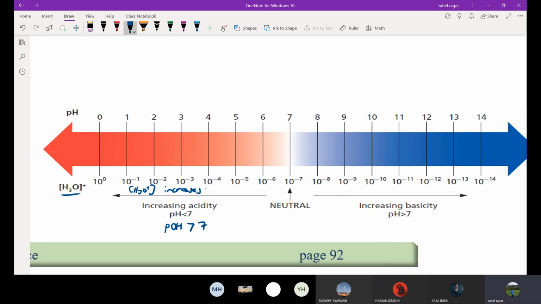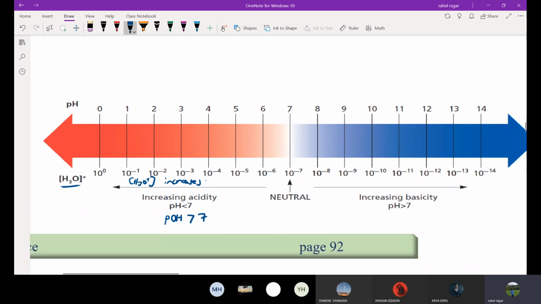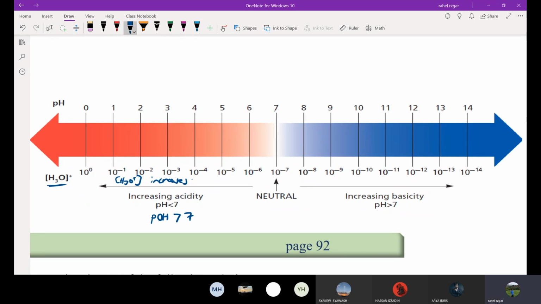Bigger than 7. On the other side, if pH is bigger than 7, then pOH is smaller than 7. The pH and pOH numbers are always inverse.